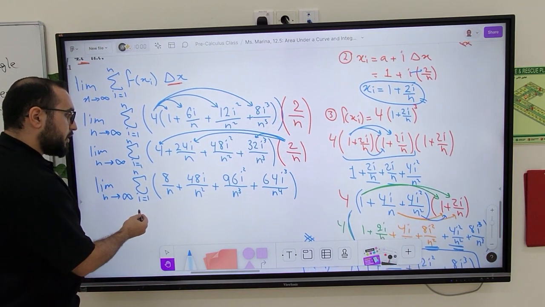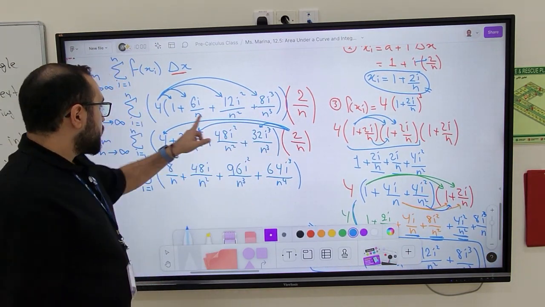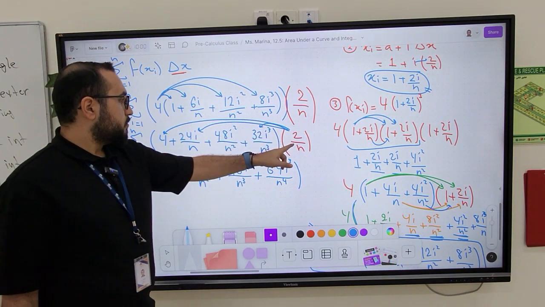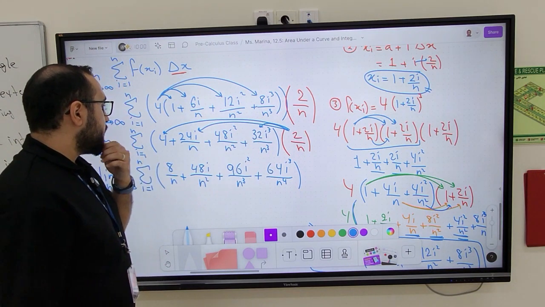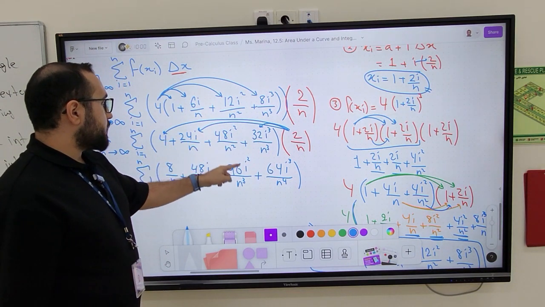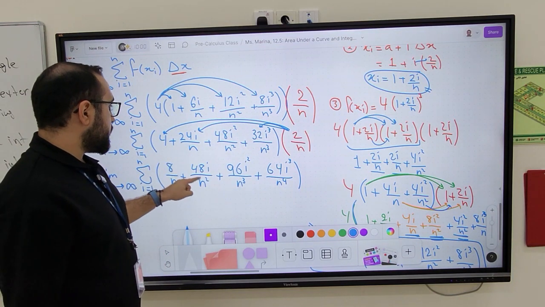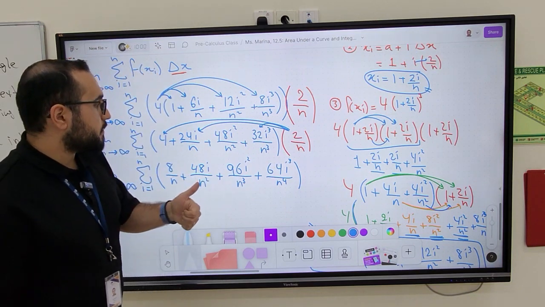Okay, let's do it again and make sure of our multiplication. 2 times 4 is 8. 2 times 24 is 48. 2 times 48 is 96. 2 times 32 is 64. Now i, i squared, i cubed, and n, n squared, n cubed, n to the power of 4. So our multiplication is correct.